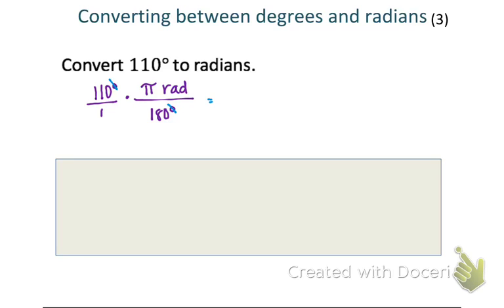So we can multiply this straight across to get 110 pi radians over 180. Now we do not have degrees anymore since they were canceled out. And then all we need to do is just reduce and simplify our fraction as much as possible, which will give us 11 pi radians divided by 18. So we have 11 pi over 18 radians, and that is equal to 110 degrees.